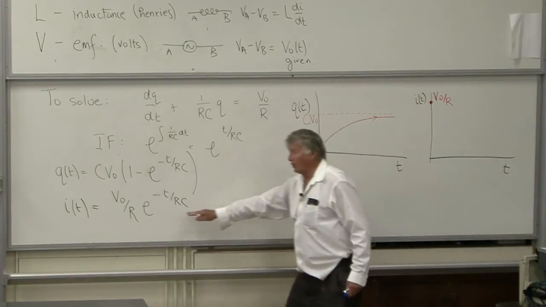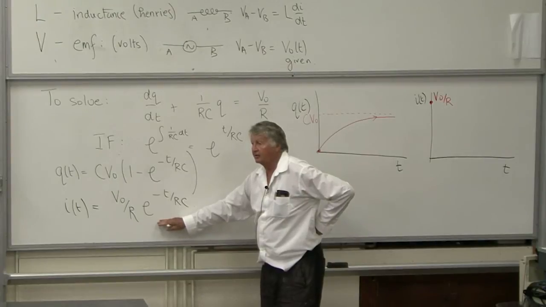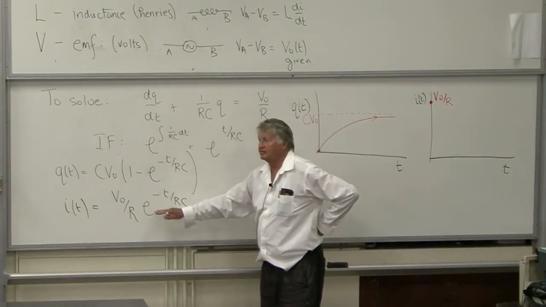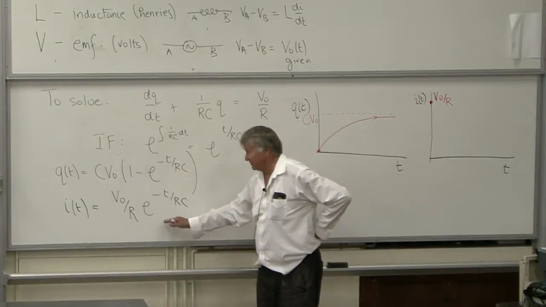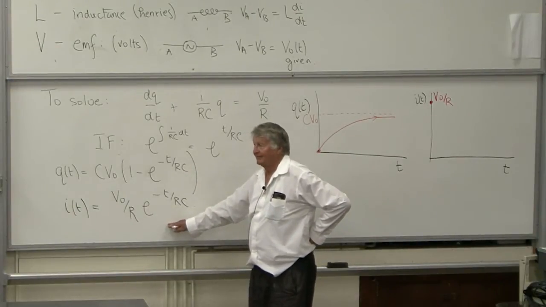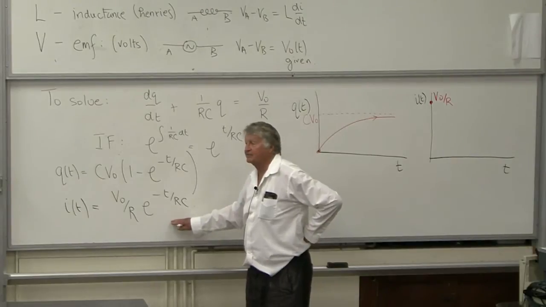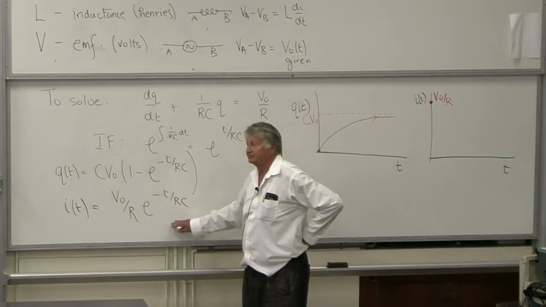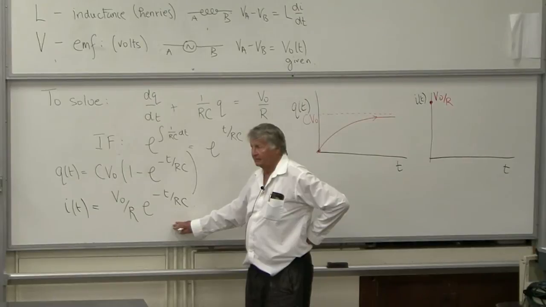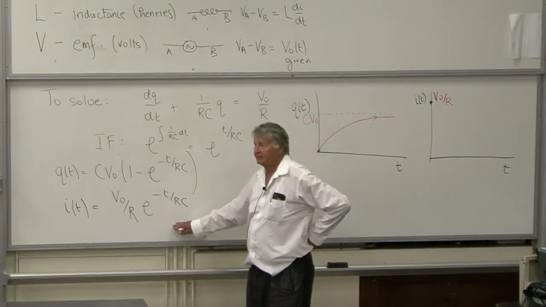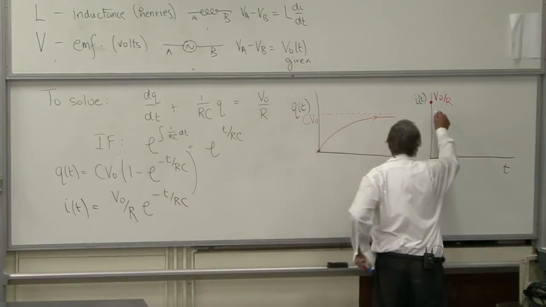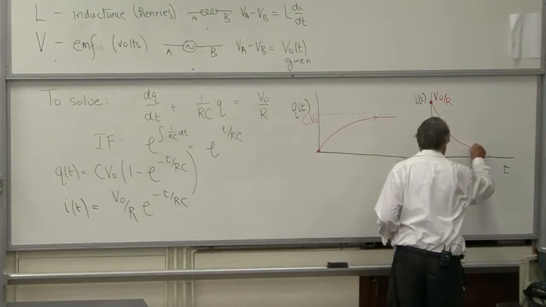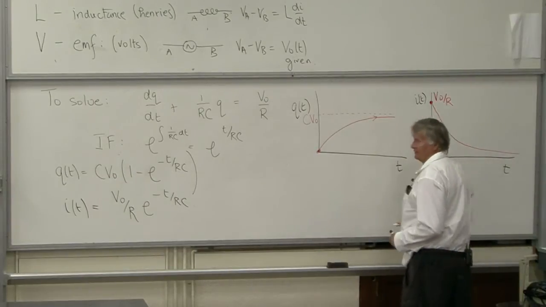Now, what does it do as t gets very large? I know it's difficult to see around that darn thing, but stand up, come up, take a look here. So what does this do as t gets large? e to the negative t over RC will become very small. Exactly. So it'll come down like this. It'll decay exponentially. So that's the current.